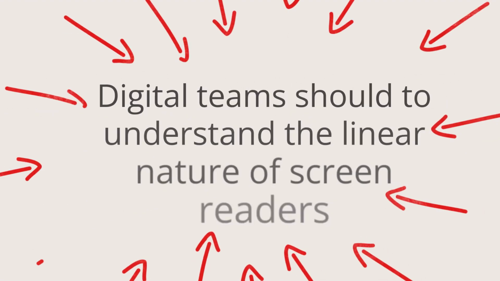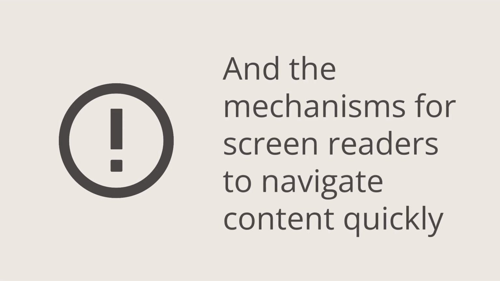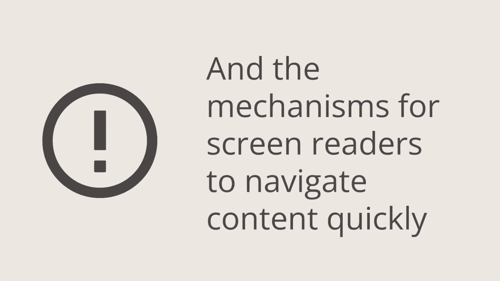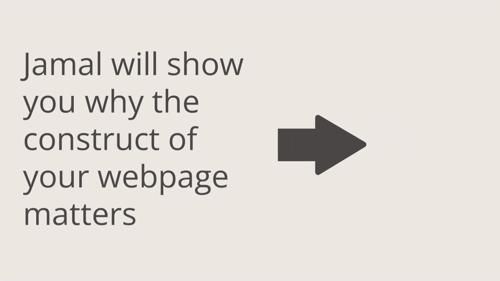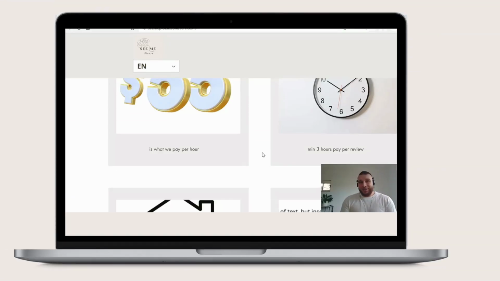It is so important that digital designers and developers understand the linear nature of screen readers, as well as the mechanisms these technologies employ to efficiently decipher and navigate content. Jamal will show you why the construct of your web page matters. So, what about headings? Now let's say I wanted to go up to the top of the page again, to apply for this position. What I would do is tell the screen reader, okay, go backwards to the next heading. So I would press Shift H and I would expect it to jump back to the previous heading.